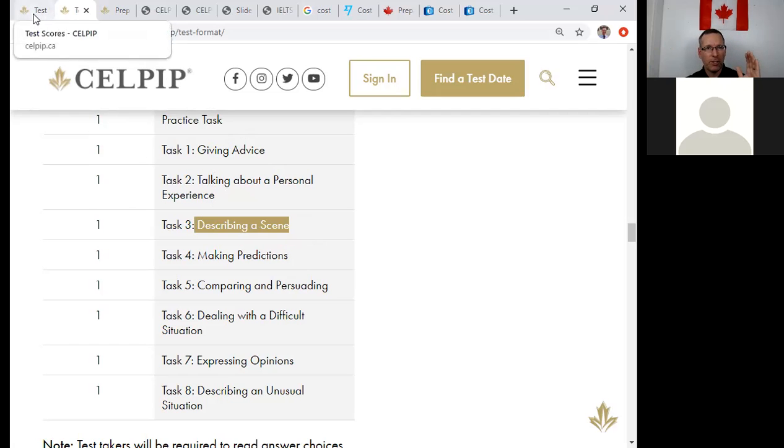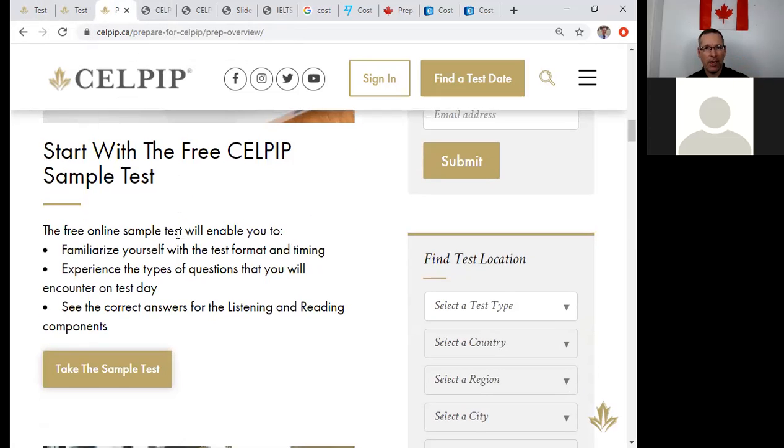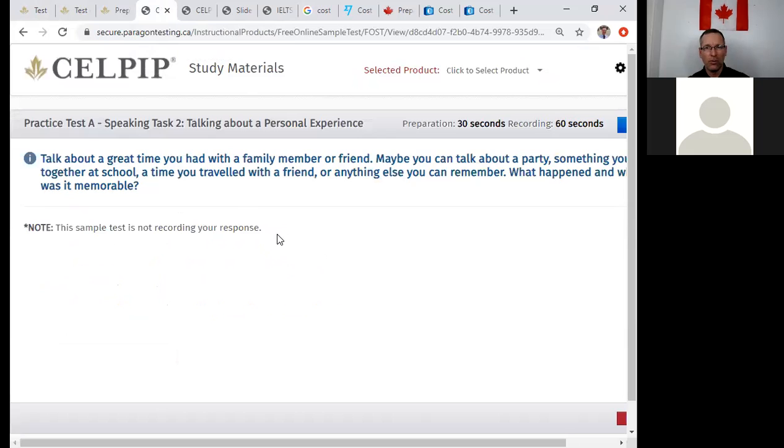So on the CELPIP website, they talk about the test scores and how it's marked. They talk about the format, and there's different information on that section. And then they have a section under preparing for the CELPIP where you can take a sample test. So I'm not going to click through the different sections here, but it goes through and gives some general information. It gives you actually a choice between 2 different tests, test A and test B. And I've already gone to the speaking section in the exam. And so we're going to look at this question.